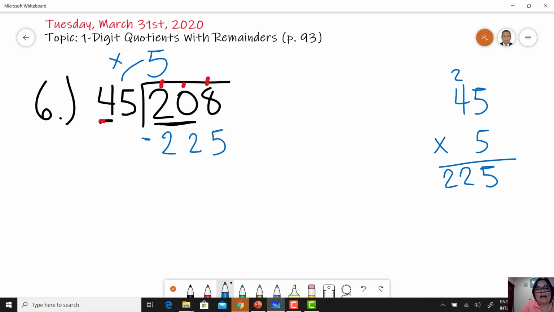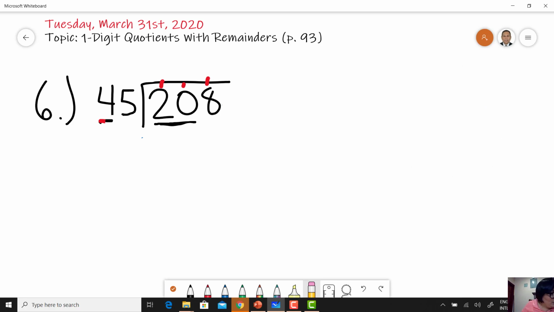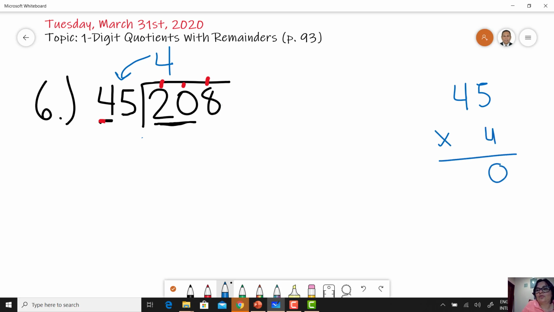Because you have to subtract now. Compare this number with this one that is in here. Can you subtract 208 minus 225? No, right? Because 225 is greater. So that means that in here we have to use a number that has to be less than 5. What number can we use? Let's try with number 4. So we have to multiply 4 times 45. So let's do it. 45 times 4. 4 times 5, 20. Excellent. 4 times 4, 16 plus 2, 18. Excellent. So here we have 180.